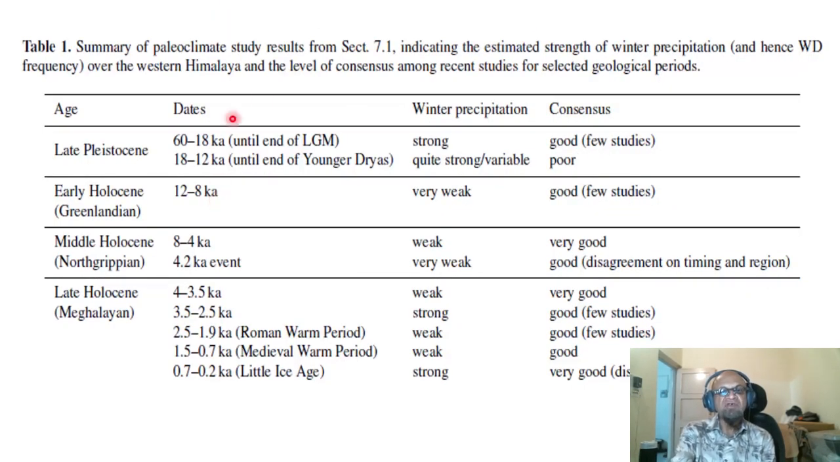Just look at the summary of paleoclimate study results that indicate the estimated strength of winter precipitation and hence WD frequency over the Western Himalaya, and the level of consensus among recent studies for selected geological periods.